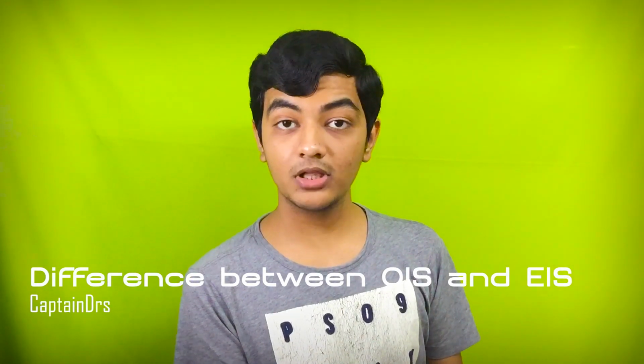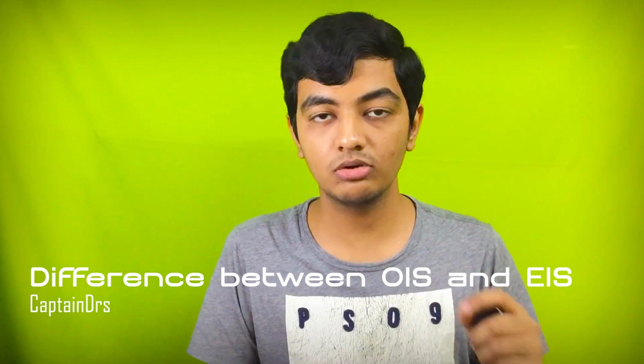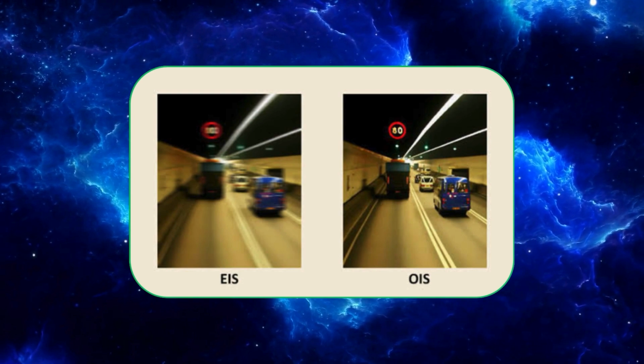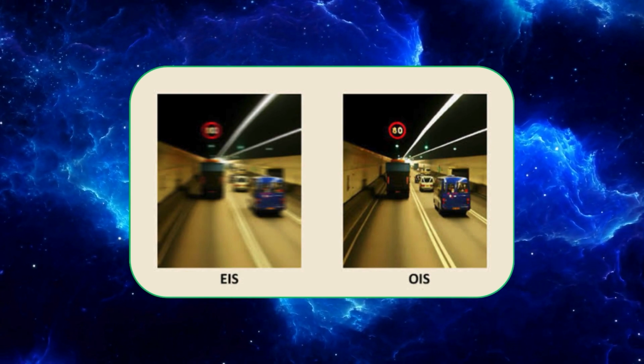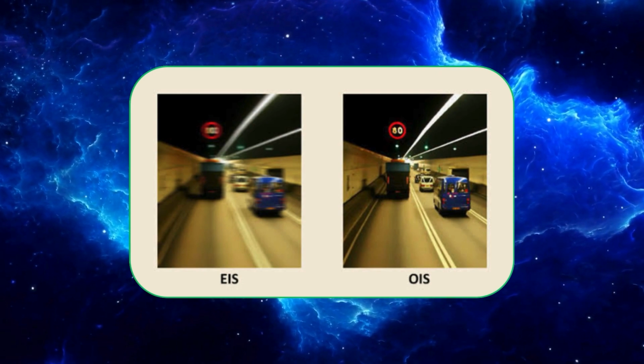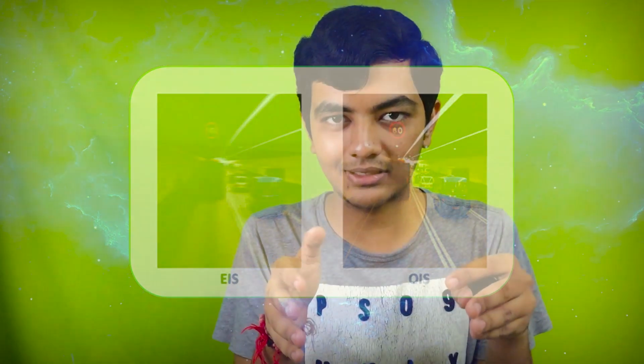Let's talk about the big major differences between OIS and EIS. Firstly, the mechanism. EIS, since it's software based, is cheaper and easily available, while OIS is a physical, actual component. In terms of effectiveness, OIS is generally more effective when it comes to taking photos and videos, while EIS is basically limited to a lot of cropping and doing some pre-video editing on top of it.